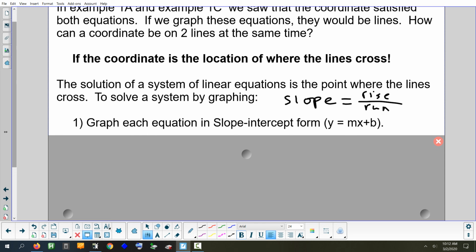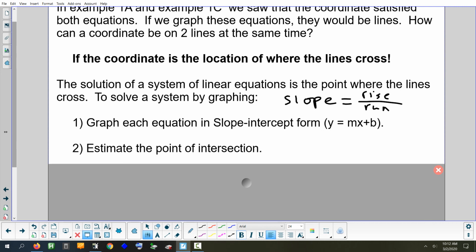So from here, this should be reviewed, as long as you remember how to graph a line. Okay? Put a dot where your y-intercept is, and then use your slope to get another point. And that will make a line. Okay? And you're going to make 2 of them. One for the first equation, one for the second.